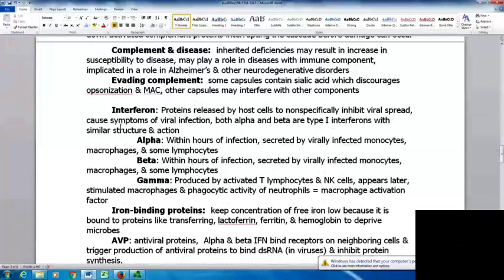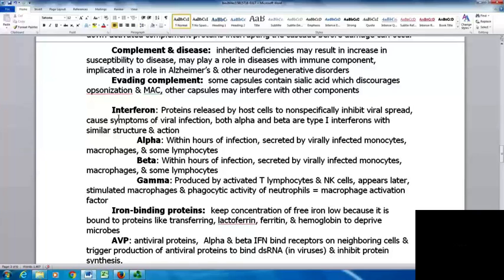So interferon is a series of proteins that are released by host cells to non-specifically inhibit viral spread. They'll cause the symptoms of viral infection, so interferon makes us feel pretty lousy. Both alpha and beta are type 1 interferons with similar structure and action. Alpha interferon is produced within hours of infection.